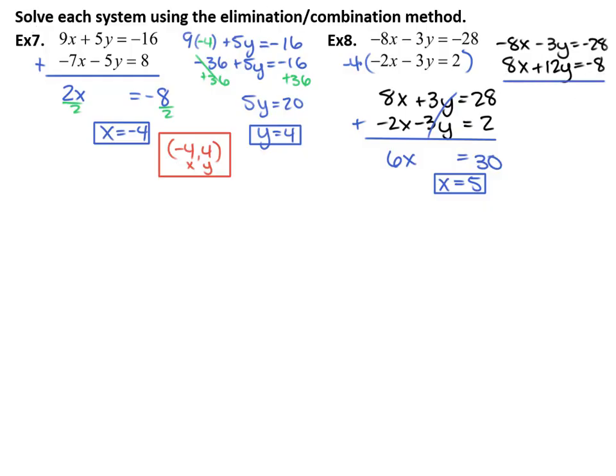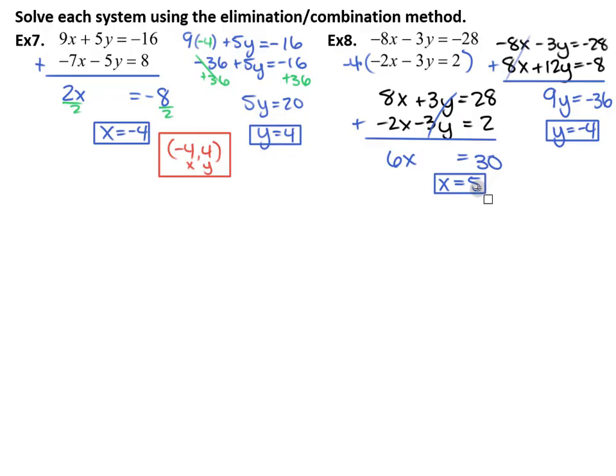Okay, so we're going to add these together. We're doing elimination, but this time we're eliminating x. We've set it up so my x's cancel. And I end up getting 9y equals negative 36. And if you divide by 9, we get that my y-coordinate is negative 4.